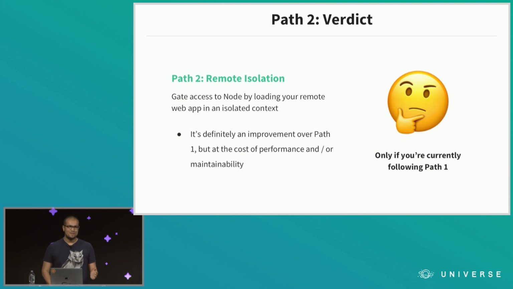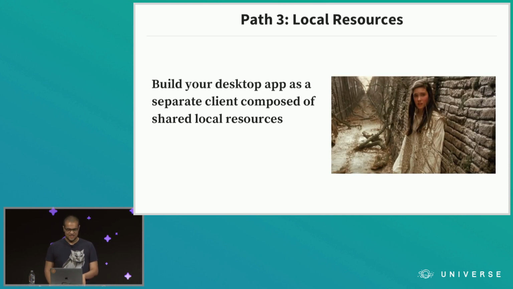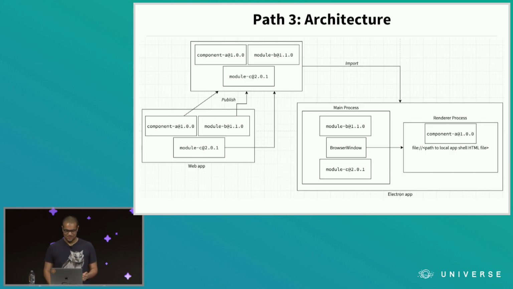So there's another path off to our right. It looks a little scary, though. Not sure how this one will go for us, but let's find out. This path is the path of local resources, or if you prefer, the cloister of trials. What we're trying to do with this path is build your desktop app as a separate client composed of shared local resources. OK, what does that mean? Let's take a look at a diagram.